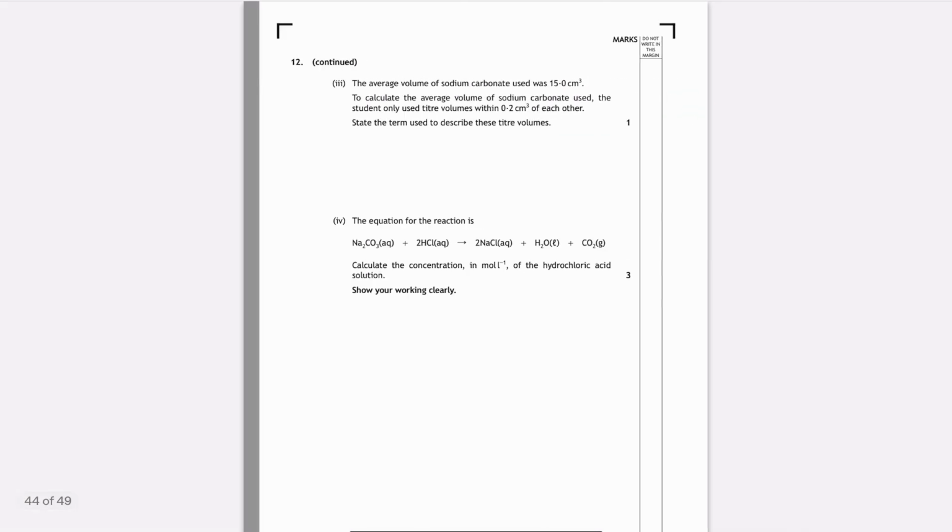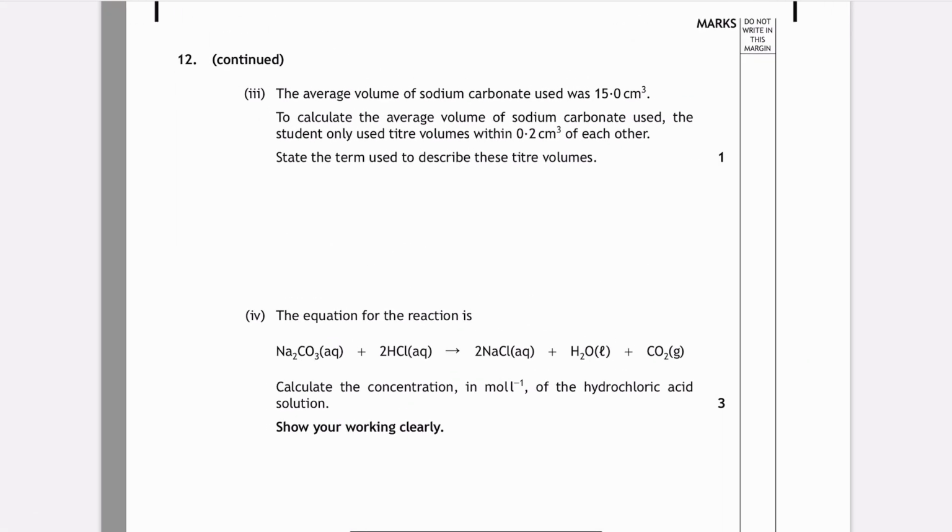Okay. And then results that are within 0.2 centimetres cubed of each other are known as concordant.